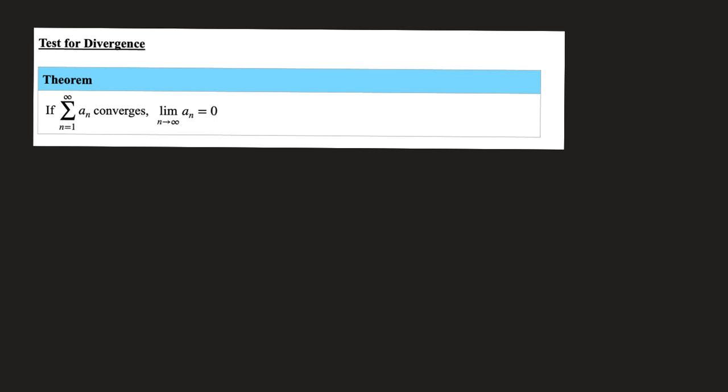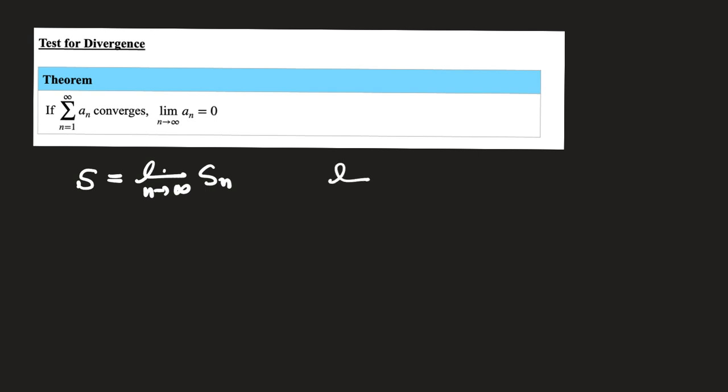Not all the time can we find the sum of an infinite series even if the series converges. So we're going to start the test for divergence. Before we start, let's prove this theorem first. Suppose the summation from n equals 1 to infinity converges, meaning the partial sum is convergent, which means the limit of the partial sum has limit S.